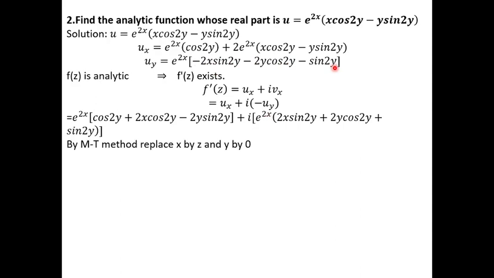By the Milne-Thomson method, apply the Milne-Thomson method. For the construction of an analytic function, it is the easiest method because here we just put x by z and y by 0 in this equation. Then we get f'(z) equal to e to the power of 2z, since x is nothing but z. e to the power of 2z cos, what is the y value? The y value is 0. cos 0 is 1, plus 2 into z into cos 0.